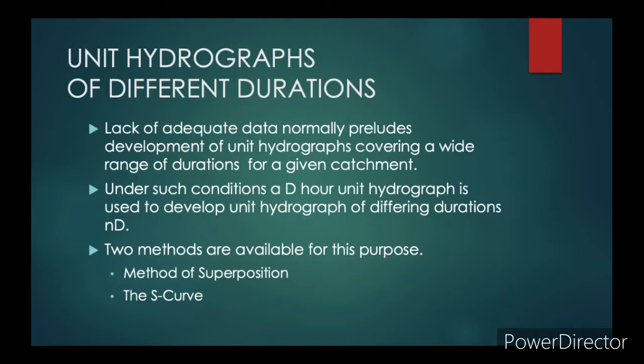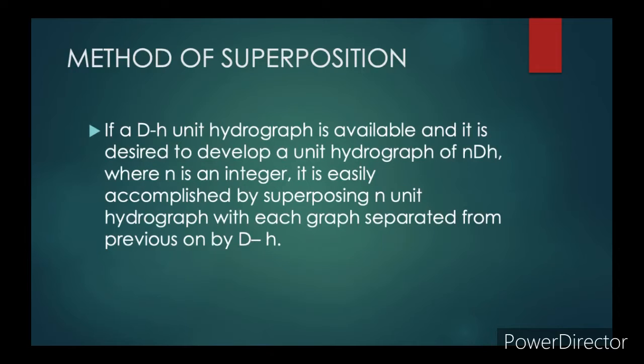There are two methods that are available for this purpose. First is the method of superposition and the S-curve. So, the method of superposition: if a D_R unit hydrograph is available and it is desired to develop a unit hydrograph of nD_R, where n is an integer, it is easily accomplished by superposing n unit hydrographs, with each graph separated from the previous one by D_R. So, mas masabtan na ni sa example.